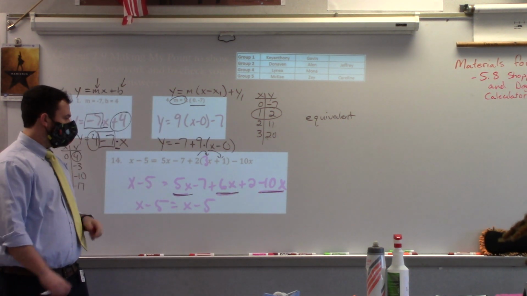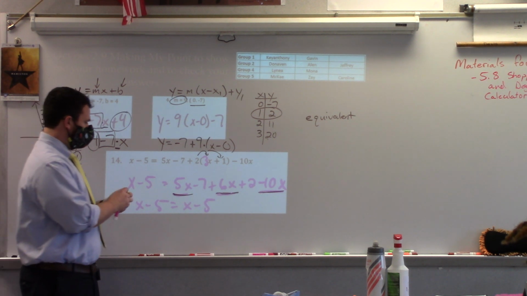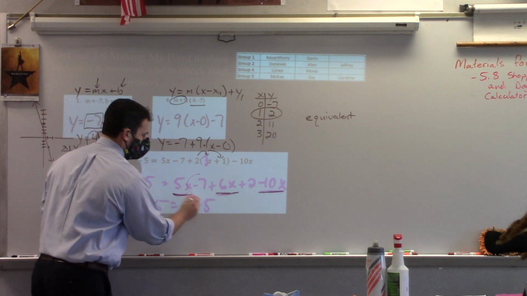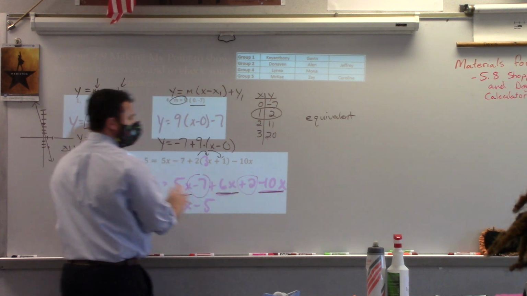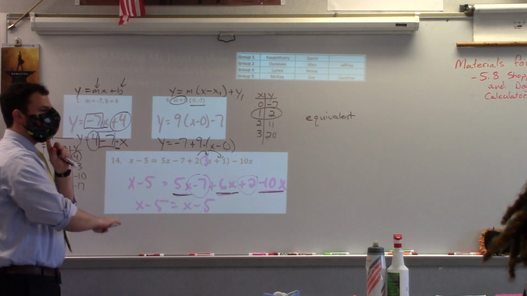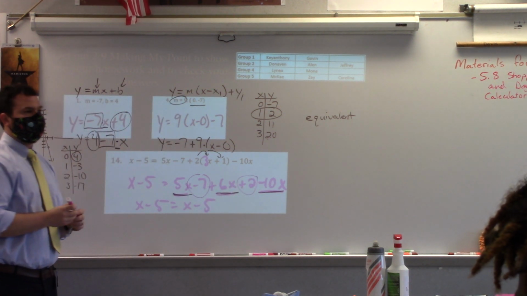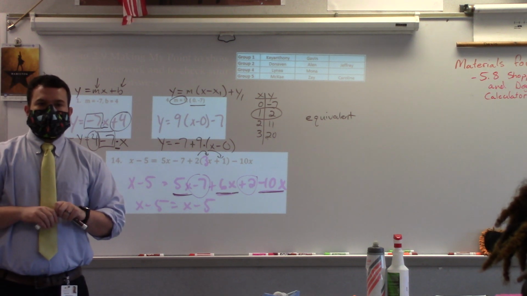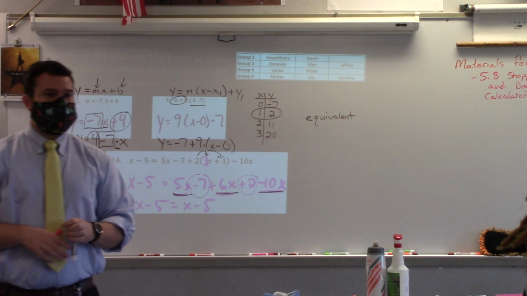Where do you get the -5? You're going to do that negative 7 and that 2. Oh, okay. So I looked at my x's, then I looked at my constants. -7 plus 2 is -5. Do we understand a little bit better how we're simplifying these expressions?